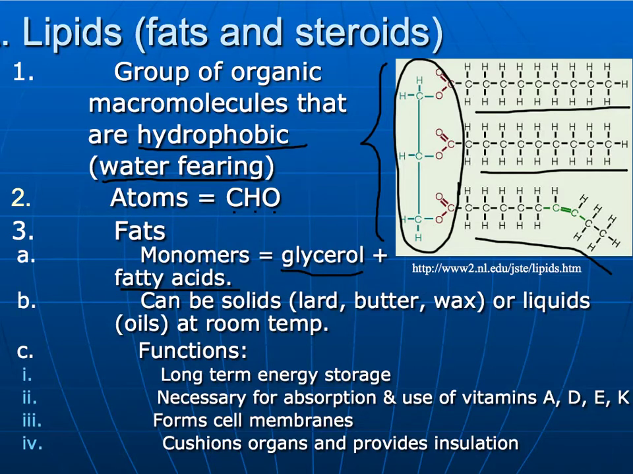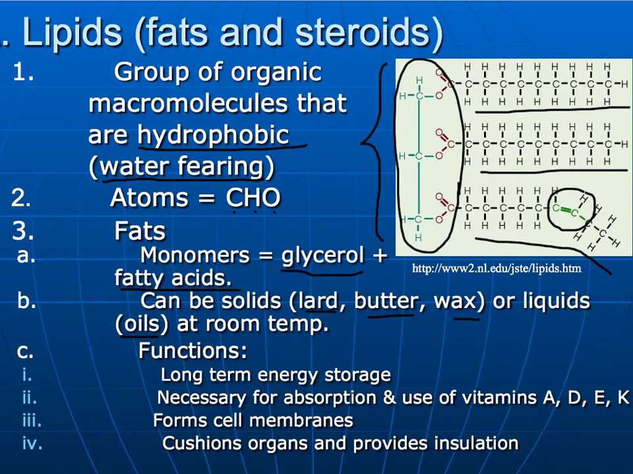Fats can be solids at room temp, so think lard, butter, wax. Those are all fats, and at room temperature they exist in the solid state, or they can be liquids, so think of oils that are liquids at room temp. You probably have some in your kitchen, like olive oil, corn oil, peanut oil. And it actually depends if a fat contains a double bond between the carbons, is more likely to be a liquid at room temperature.